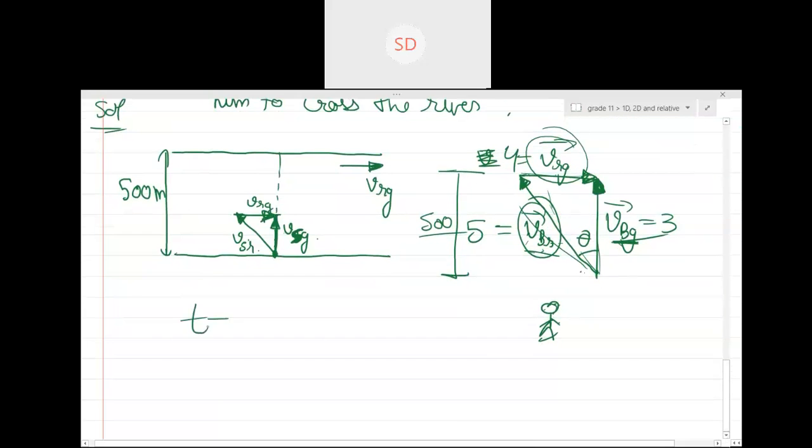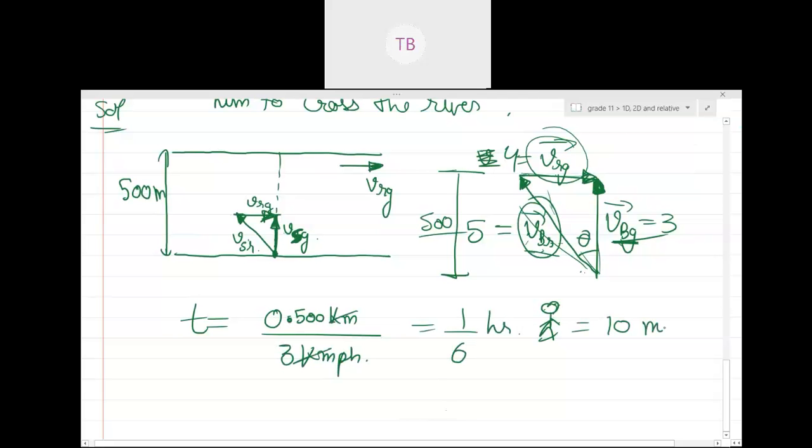So basically the time will be equal to 0.500 kilometers divided by 3 kilometer per hour. Can you see kilometer and kilometer will get cancelled out? This will be 1 by 6 hour. Oh, 0.16. Basically this will be 10.